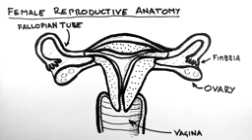Inside the ovaries are a series of follicles. These are developing eggs and the supporting cells, all in various stages of development.